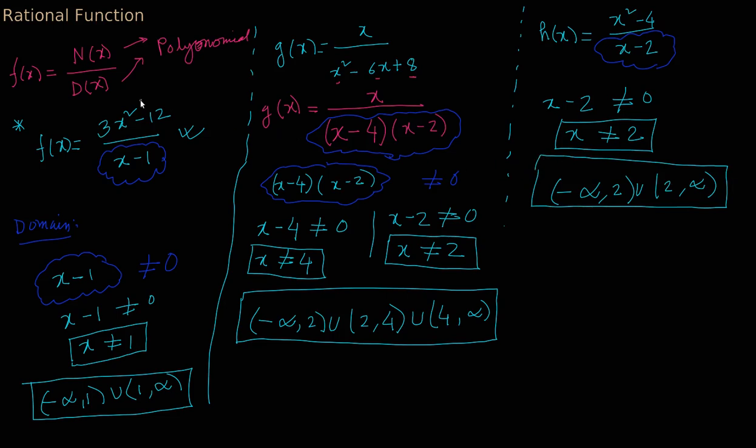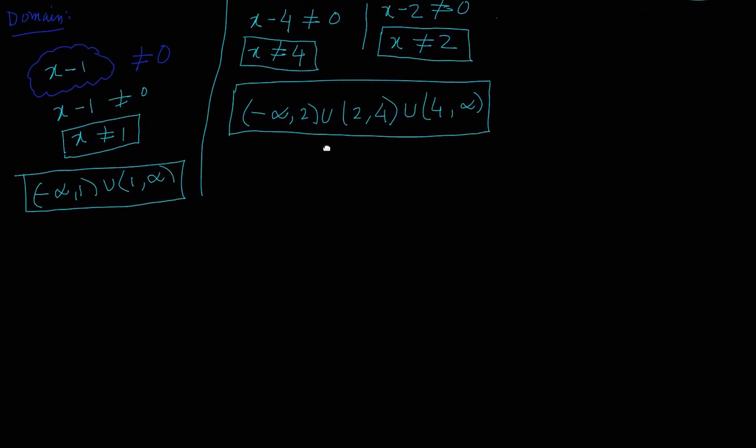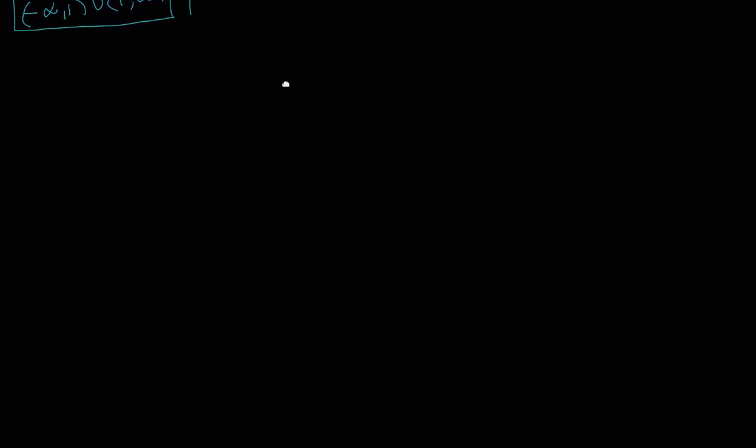Now I am going to show you an interesting fact about rational functions, which is the vertical asymptote. Let us see what a vertical asymptote is. We are going to try to learn about vertical asymptotes.